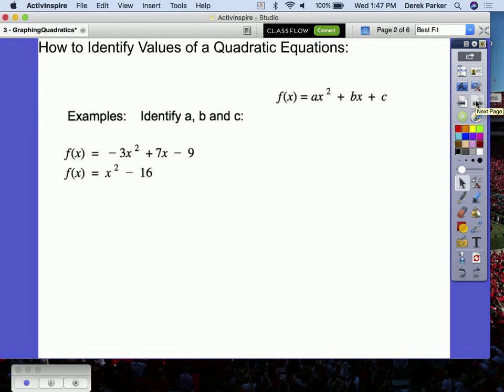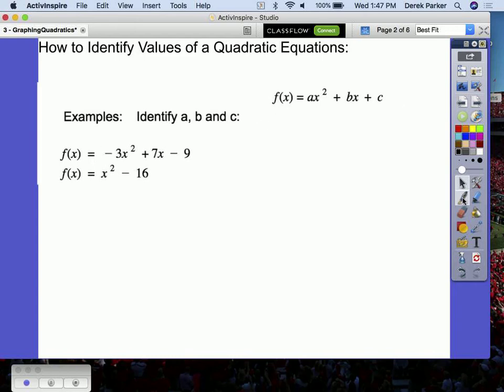First step you need to know is how to identify values of a quadratic equation. You need to learn how to find a, b, and c. And remember, f of x equals ax squared plus bx plus c. So let's look at this first problem right here. We want to identify a, b, and c. In this case, a equals -3, b equals +7, and c equals -9.